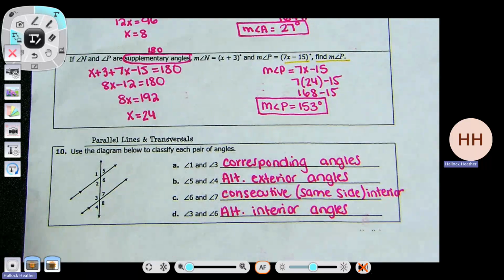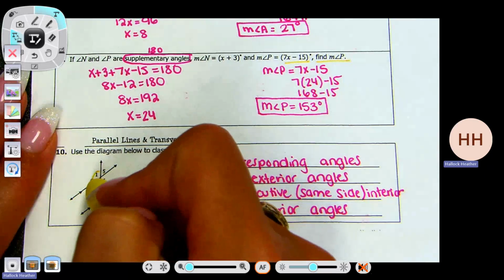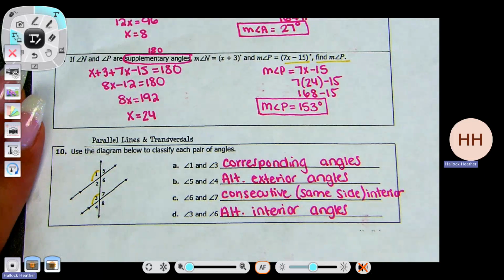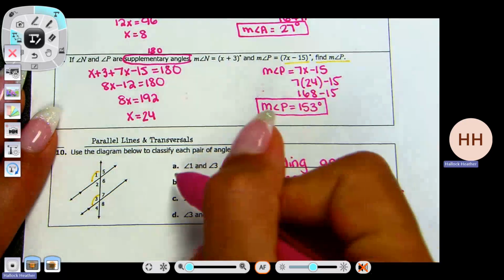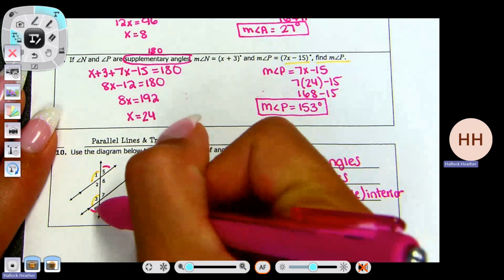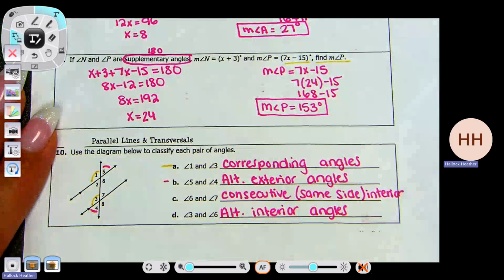This is parallel lines cut by a transversal. This one's vocabulary words. 1 and 3 are corresponding angles. They're in the same location, just slid to the next thing. Alternate exterior angles are on the outsides. So if I look at this one, 5 and 4, they're on the outsides of the sandwich. They're jumping across the transversal. So those are alternate exterior angles.